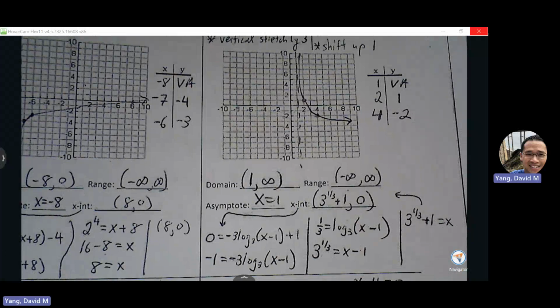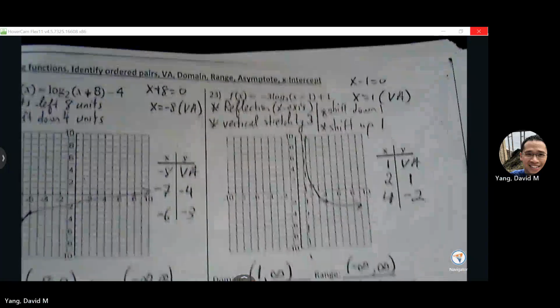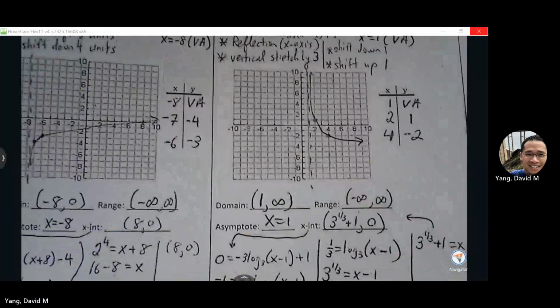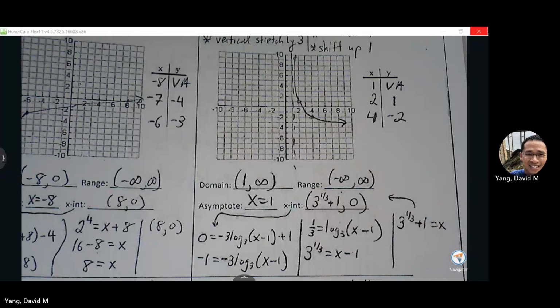Why is it 4? Because if I plug 4 in for x, what's 4 minus 1? 3. Log base 3 of 3 is what I'm targeting, right? You can finish up 24 and 25.